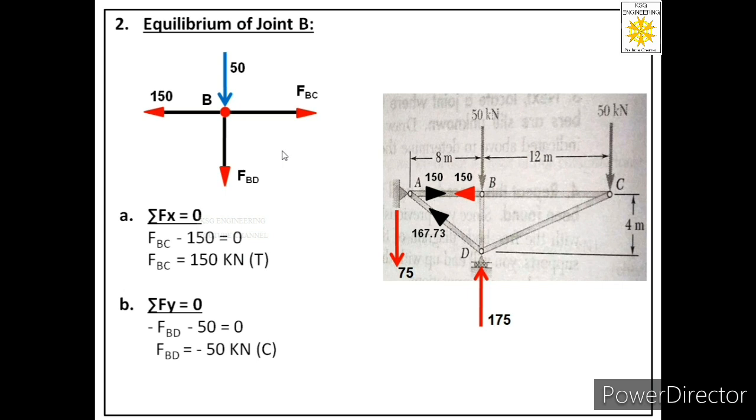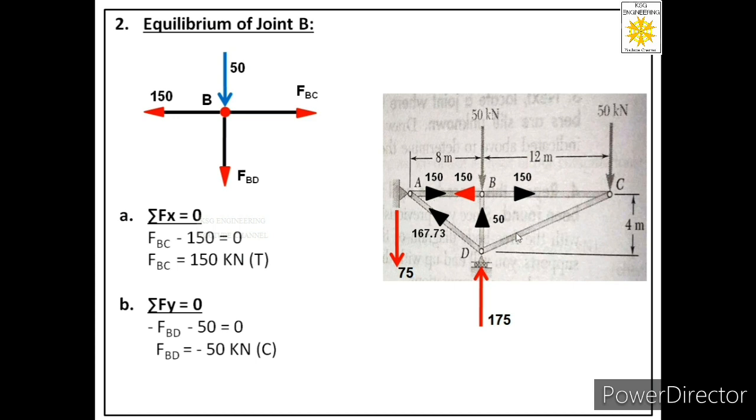So from these two equations we have considered that in member BC we have a tensile force acting away from joint B and its magnitude is 150. And in member BD we have a compressive force, it is acting towards joint B and its magnitude is 50. So we have solved joint B also.